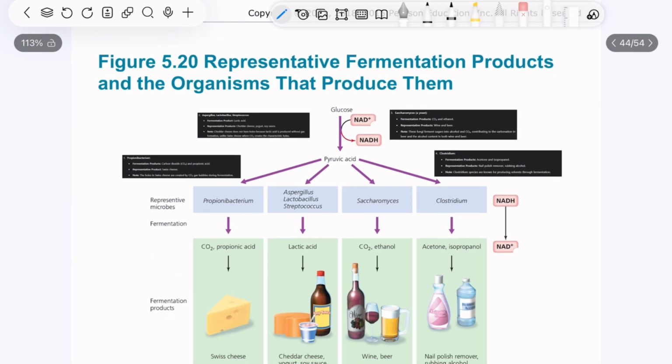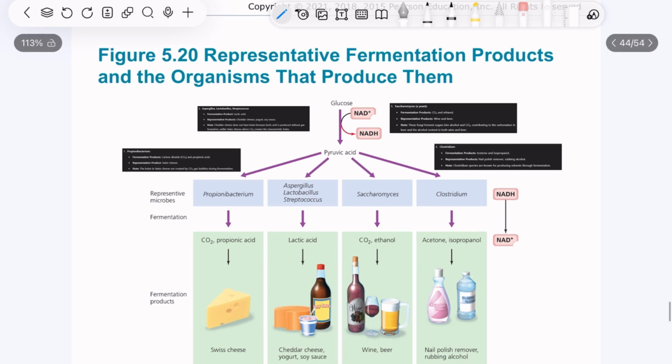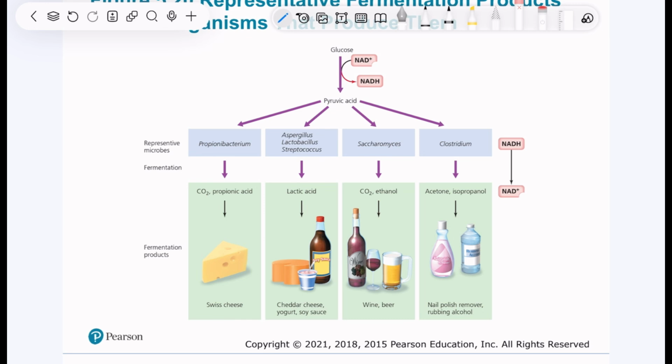We then move on to the representative fermentation products and the organisms that produce them. So here are the fermentation processes in different organisms and the products that they generate. We start off with the Propionibacterium. Propionibacterium produces carbon dioxide and propionic acid. And the end product example is Swiss cheese.